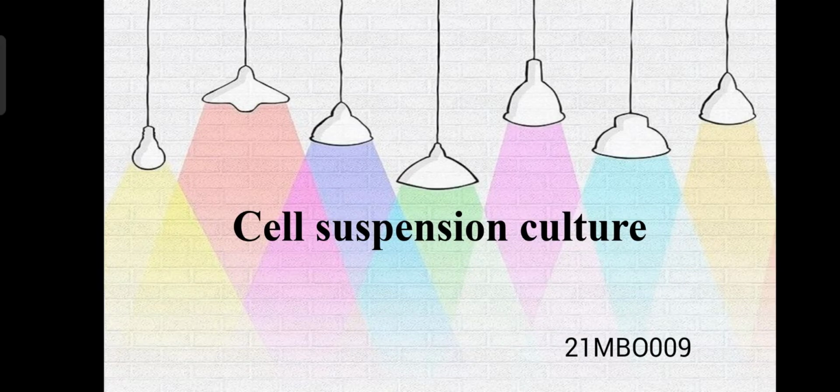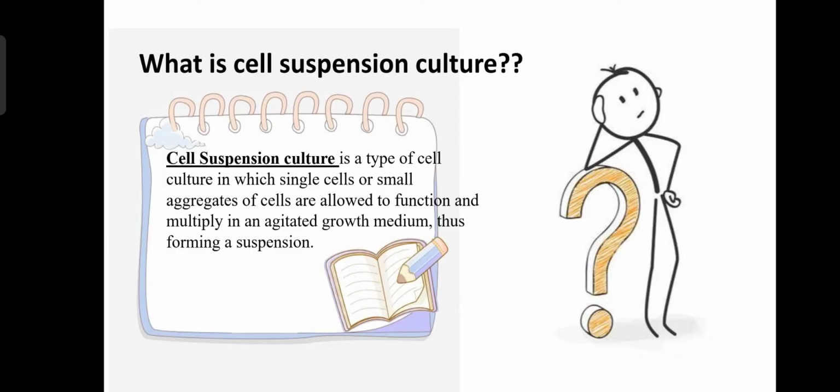Hi everyone. Here we are going to discuss cell suspension culture. What is cell suspension culture? It is a type of cell culture in which single cells or small aggregates of cells are allowed to function and multiply in an agitated growth medium, thus forming a suspension.